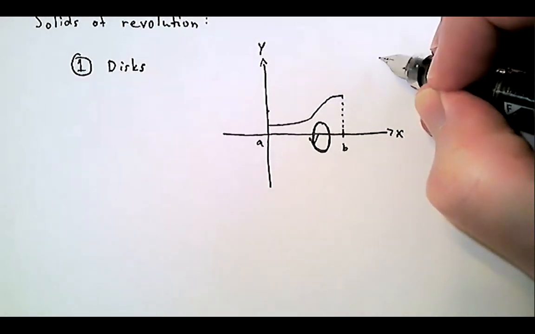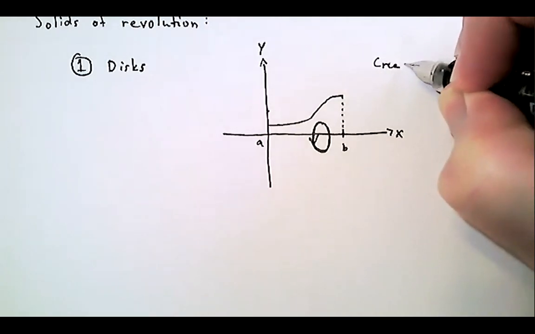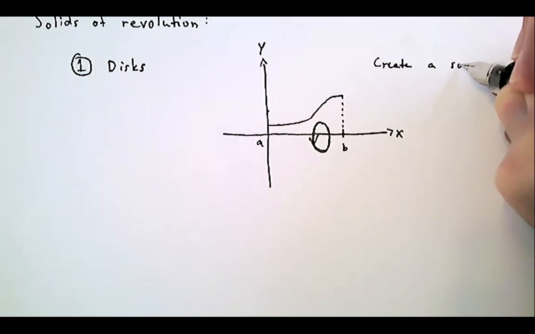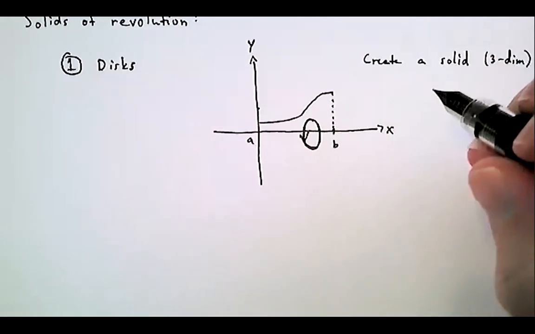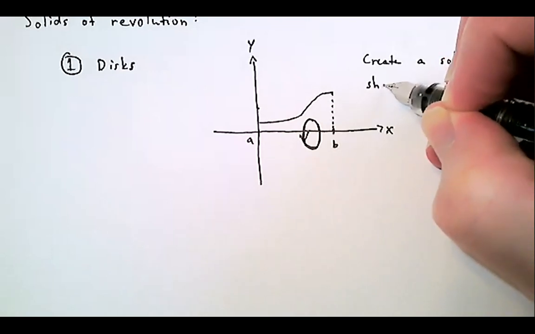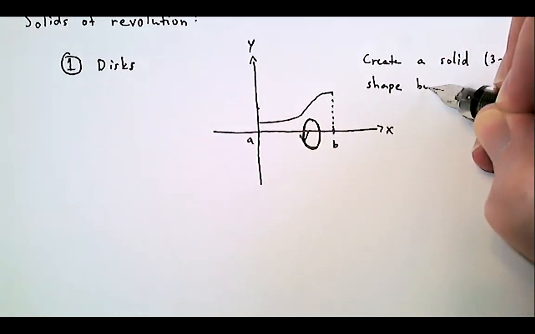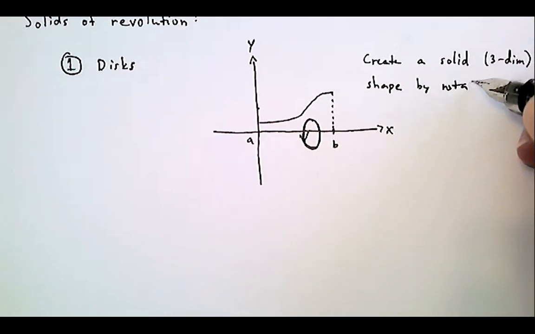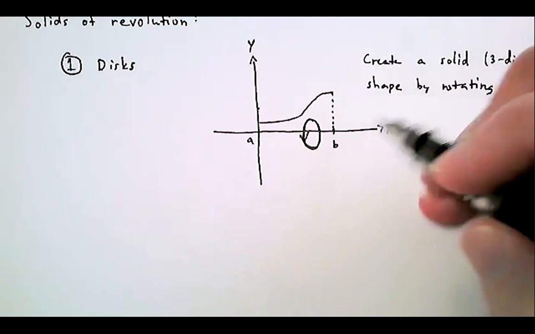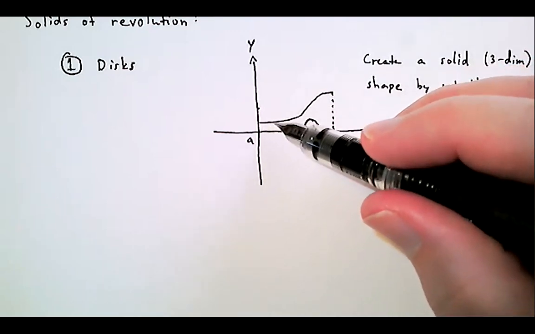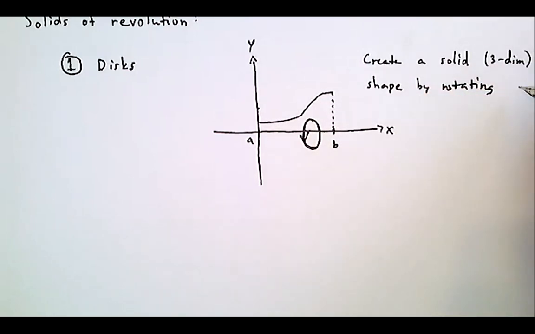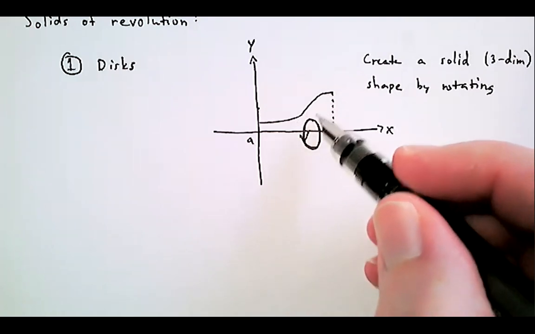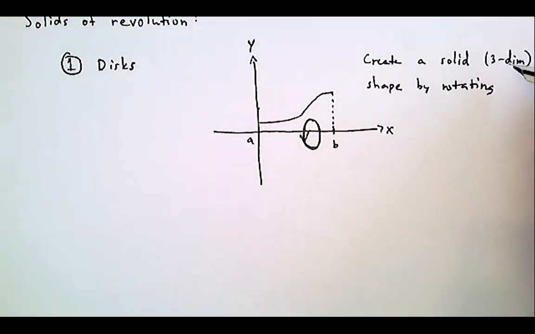So let me just write, we want to create a solid. So a solid three-dimensional shape. By rotating this little region that I drew, so this between the curve and the x-axis and from 0 to the stopping point. So take this two-dimensional shape and rotate it to create a solid.